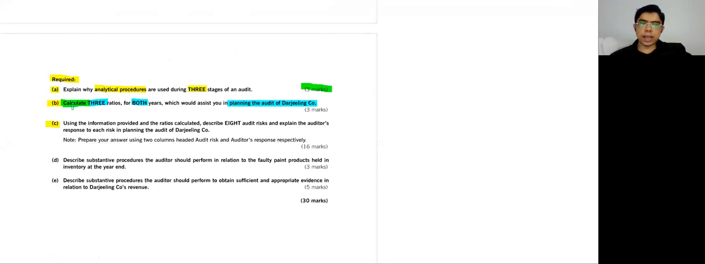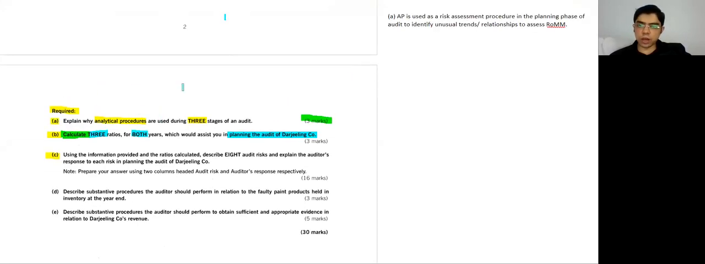So you have to calculate 3 ratios for both years. We've done that. Easy task. So explain why, the first requirement, easy. The second requirement, easy. Now let's move on to the third requirement.